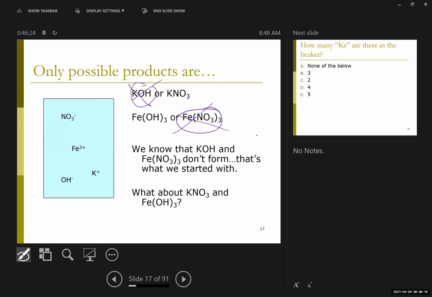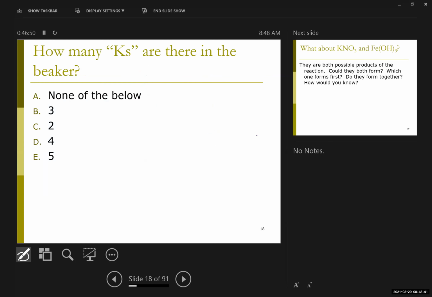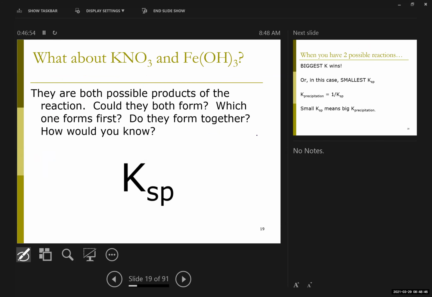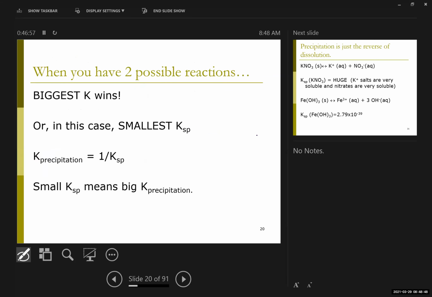They're more dilute now. They're clearly not going to precipitate, right? But this is the first time the iron saw the hydroxide, and it's the first time the potassium saw the nitrate. And so it's possible the ion concentrations are too high. And so what happens depends on where I am relative to KSP.